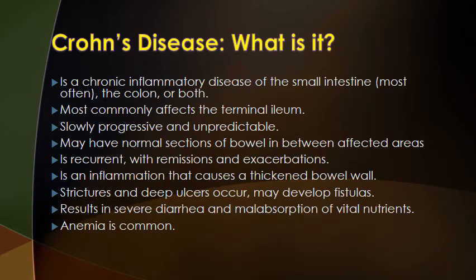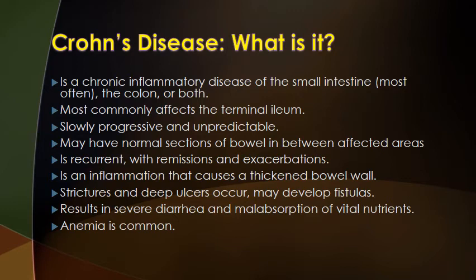Crohn's disease, what is it? Crohn's is a chronic inflammatory disease of the small intestine most often, or the colon, or both. It most commonly affects the terminal ileum, and remember I showed you the picture of that little terminal ileum down there. It is slowly progressive and very unpredictable. They may have normal sections of bowel in between the affected areas, as I mentioned. It jumps, it skips areas of the bowel.